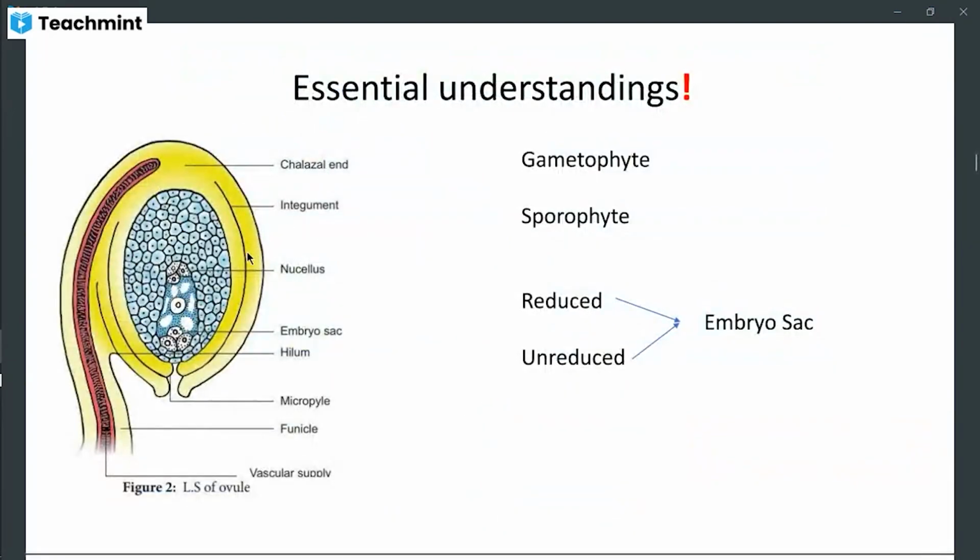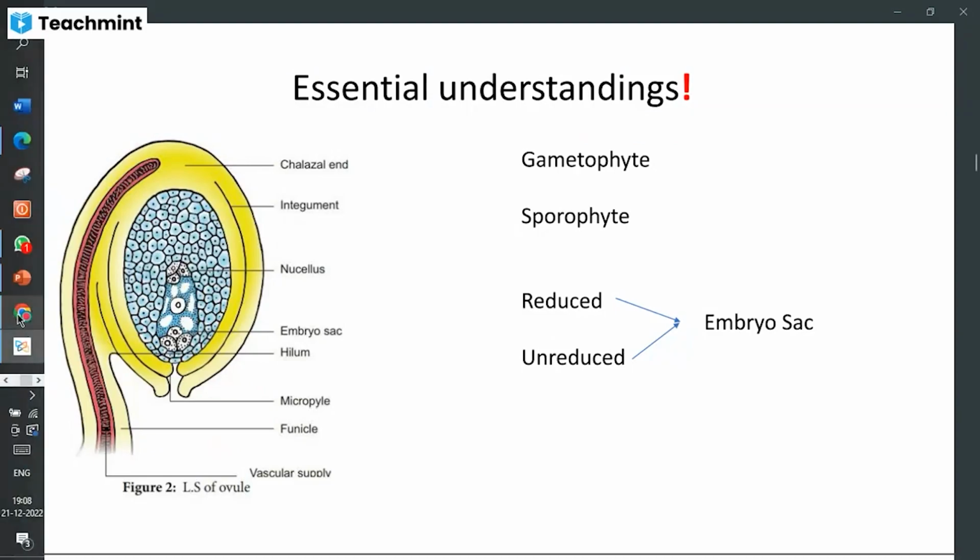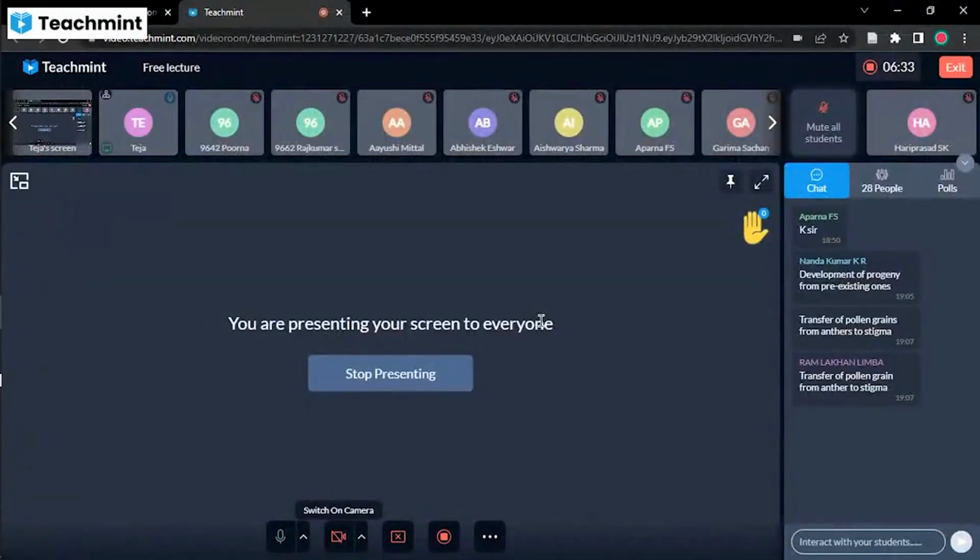We all know that this is an ovule. The ovule generally consists of an embryo sac. And do you know what an embryo sac is named scientifically? Anyone? What is an embryo sac named scientifically? Meaning, how do you call an embryo sac in scientific terms?